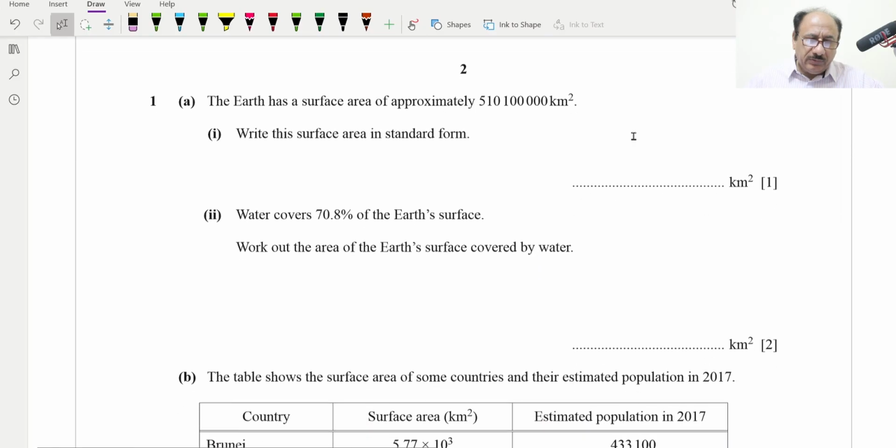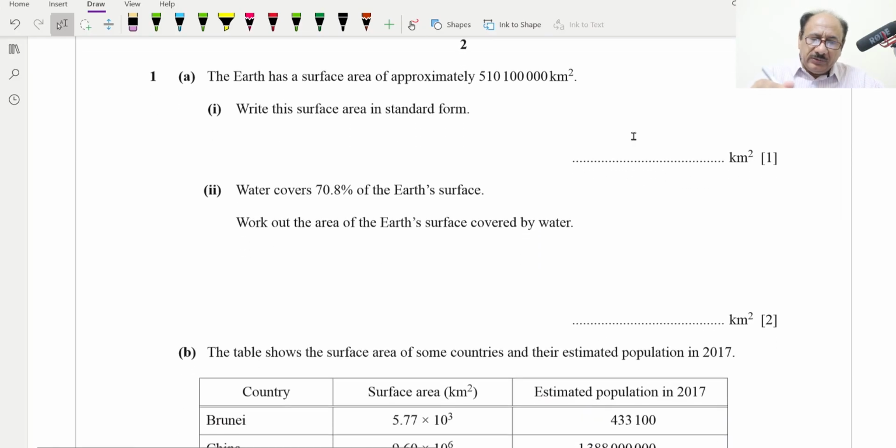Question number 1, part A. The Earth has a surface area of approximately this many kilometers squared. Write this surface area in standard form. In standard form we need the decimal after the first non-zero number. So we have to write here 1, 0, and 1, 2 zeros, then 3 zeros.